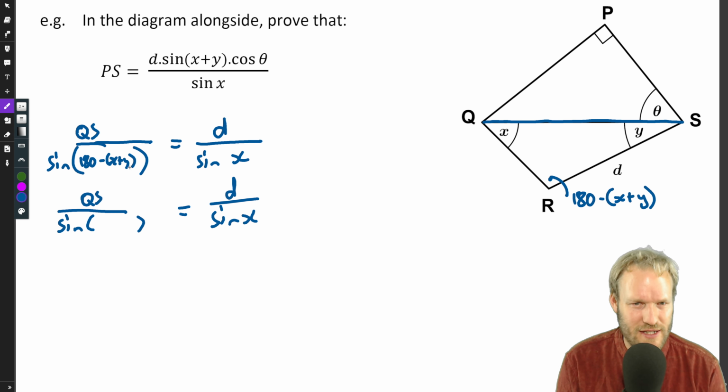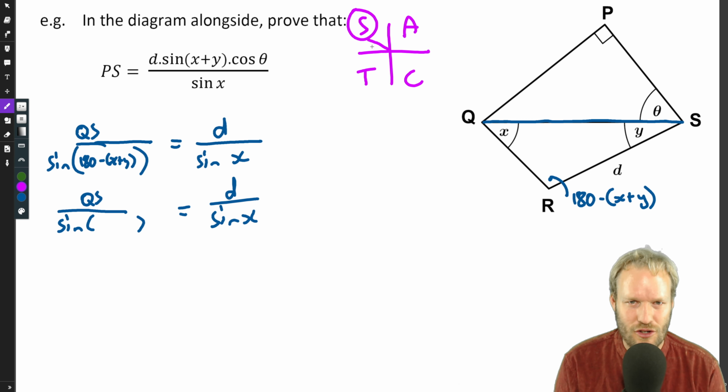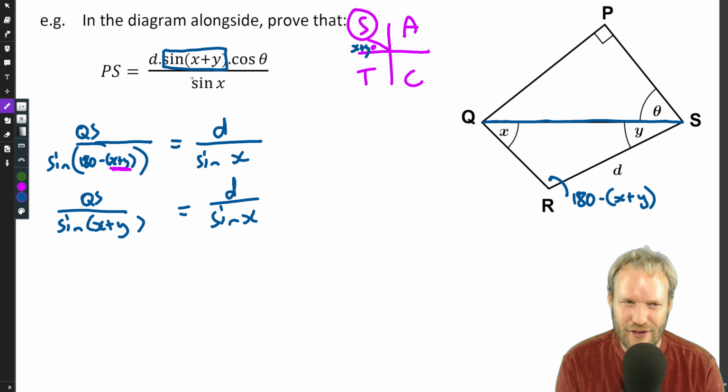Now, sine of 180 minus, maybe you can see it already, but think back to our nice CAST diagram. Well, sine of 180 minus an angle is in this quadrant, the sine quadrant, so it's just sine of the angle itself. So sine of 180 minus X plus Y is just sine of X plus Y, because that's our reference angle. Well, that feels a bit easier. And, you know, we can kind of see that we're going to head that direction as well.